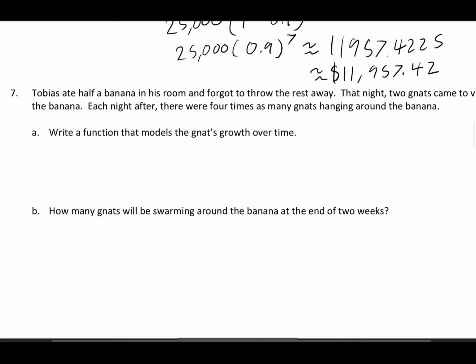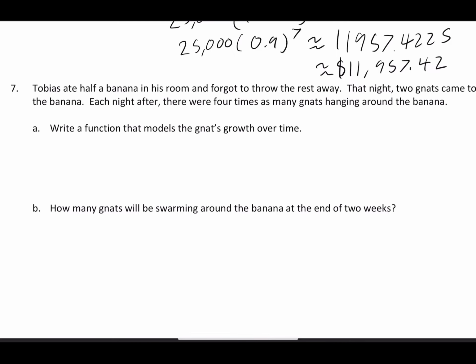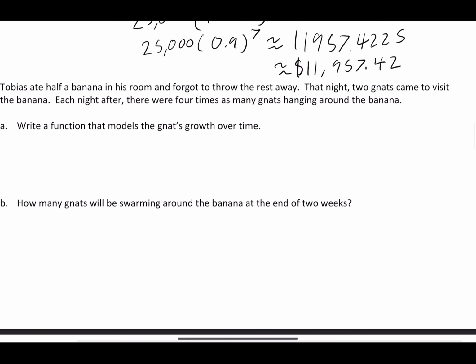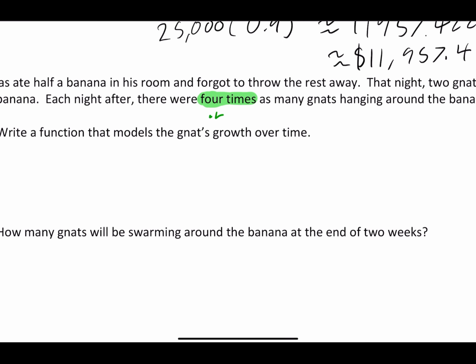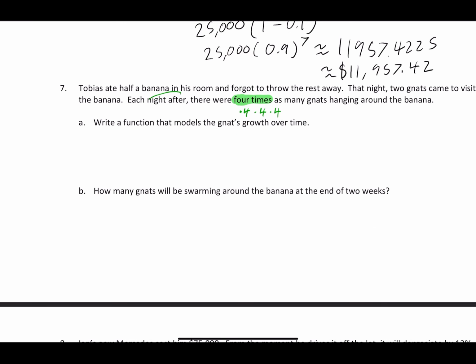But then we get to 7. Tobias ate half a banana in his room and forgot to throw the rest away. That night, 2 gnats came to visit the banana. Each night after, there were 4 times as many gnats hanging around the banana. That's telling me that we're looking at not a percentage, we're looking at a growth factor. Times 4, times 4, times 4. This represents times 4, times 4, times 4, over and over, depending on the number of nights. So write a function that models the gnats' growth.